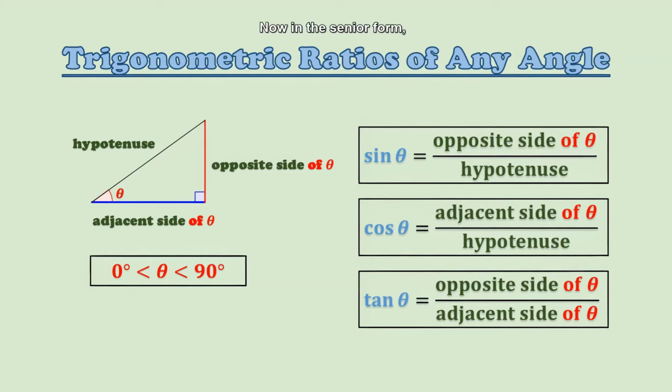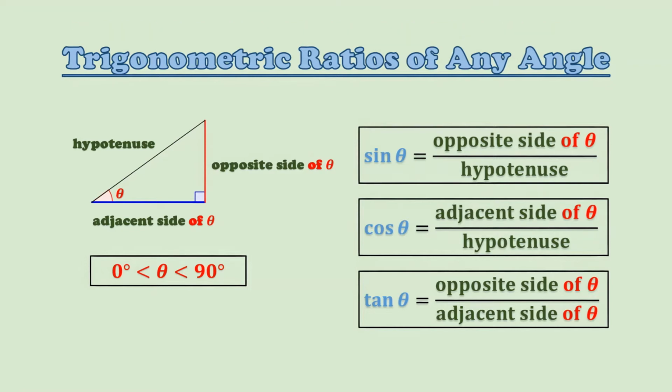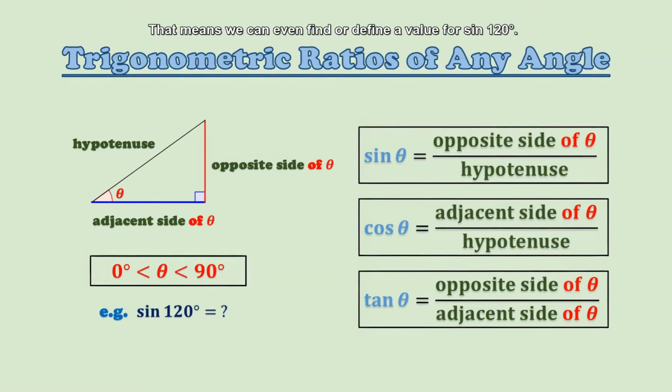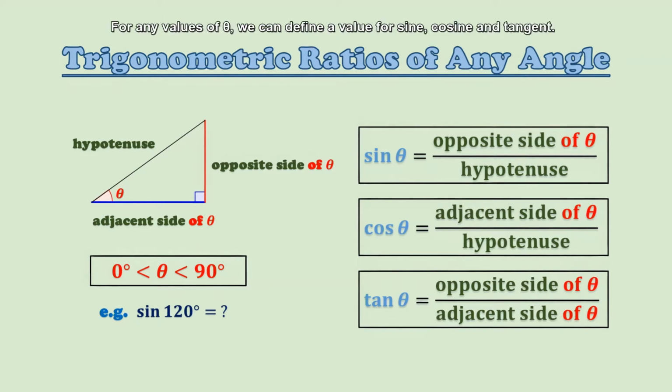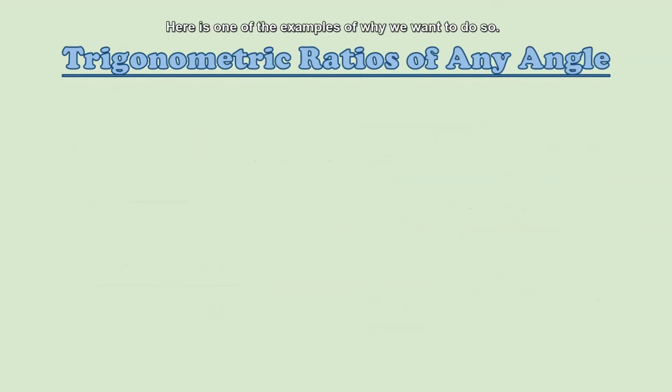Now in the senior form, we're going to extend the meaning of sine, cosine, and tangent for any values of theta. That means we can even find out or define a value for sine 120 degrees. For any values of theta, we can define a value for sine, cosine, and tangent. You may ask why we want to extend the meaning of sine, cosine, and tangent for any angle. Here is one of the examples of why we want to do so.